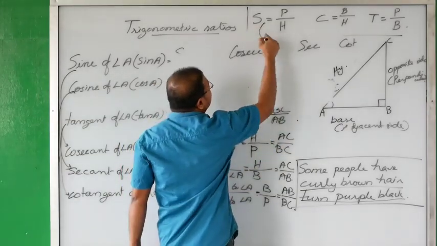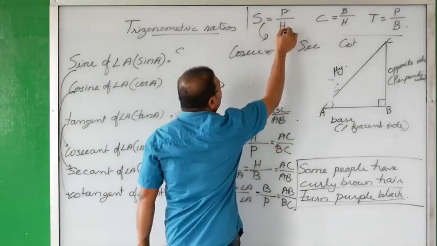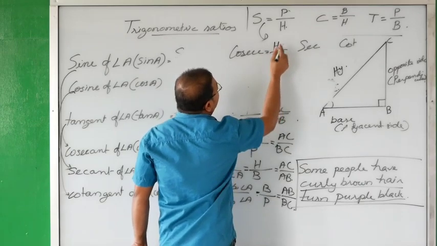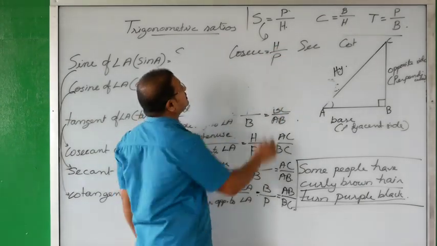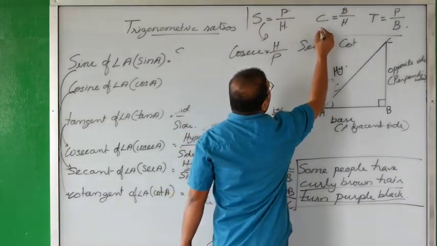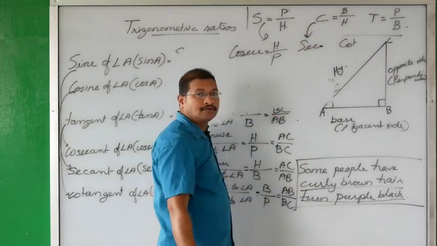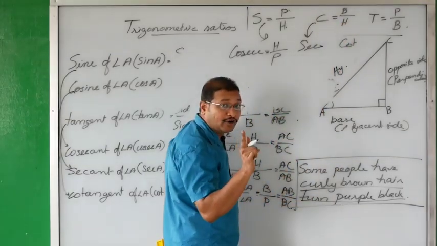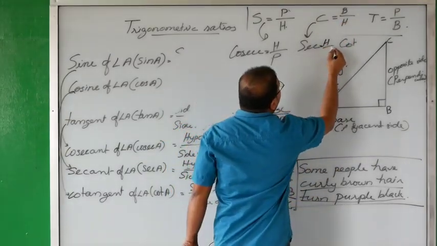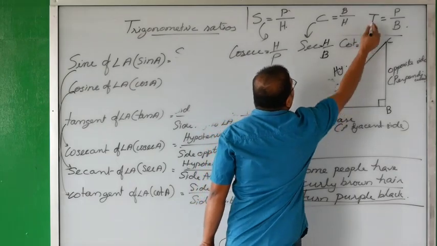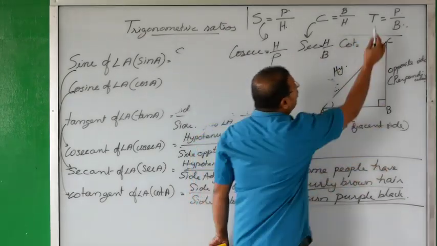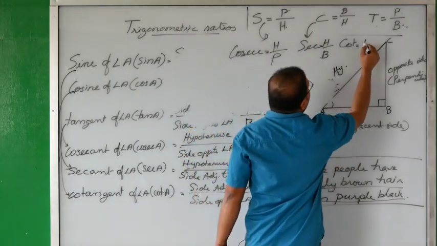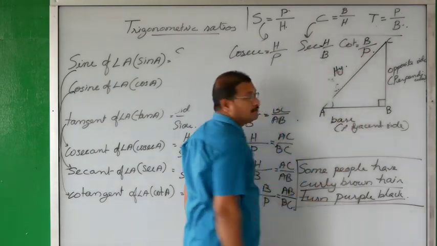Cosec is the inverse of sine. Inverse of sine means what? Perpendicular by hypotenuse, we'll write hypotenuse by perpendicular. I hope you can understand. Now, sec is the inverse of cos. Cos we have base by hypotenuse, so sec equals hypotenuse by base. And now, cot is the inverse of tan. Tan we got as perpendicular by base, that means cot equals base by perpendicular.